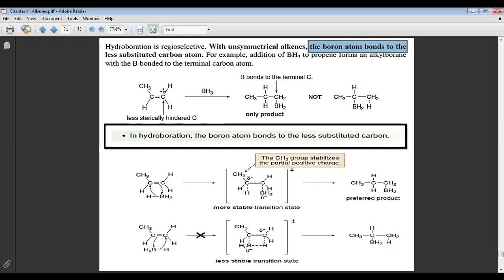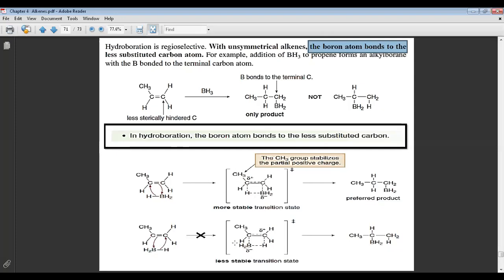Okay, why? Some of you will ask, why does the BH2 bond to here, not to the more substituted alkene carbon? Because of the stability of the transition state, students. Look here. If we make this reaction with the BH3 bonding like this, it gives you this transition state. Or the reverse: the hydrogen comes to here and the BH2 here gives you this transition state.